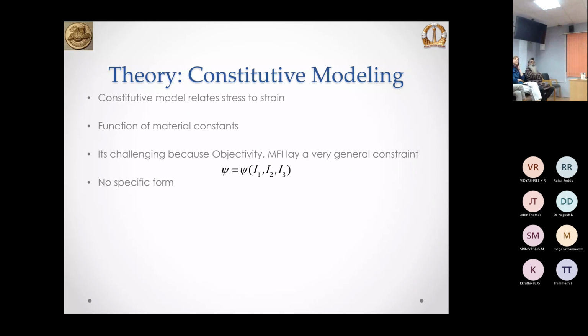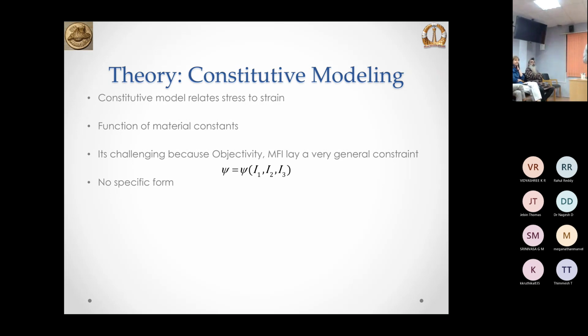Now, what is constitutive modeling actually? A constitutive model relates a stress to a strain. So that is the input and response. So that is a constitutive model, and that is a function of material constants. So our exercise is to find the material constants. Here, because the material is nonlinear, geometrically nonlinear, we have to do that at the strain energy level, in the case of hyperelasticity. So now there is a challenge.